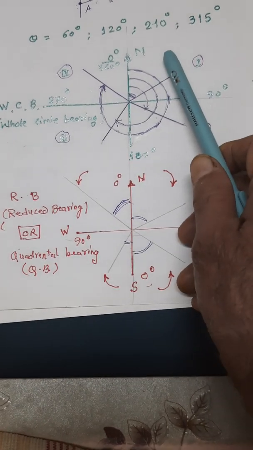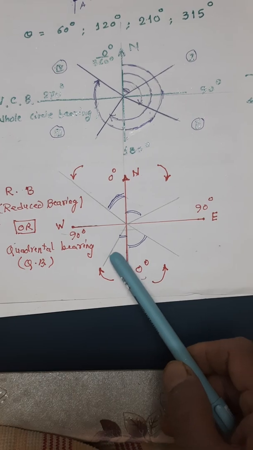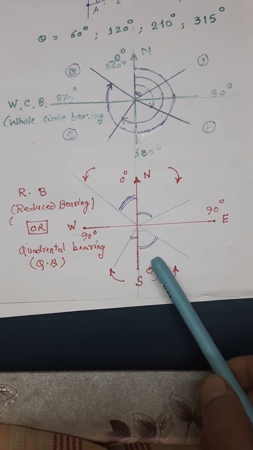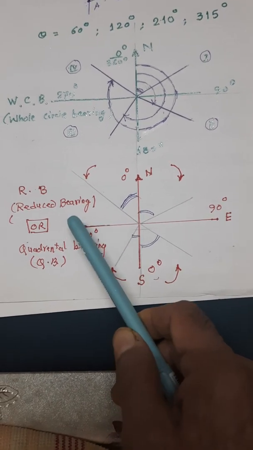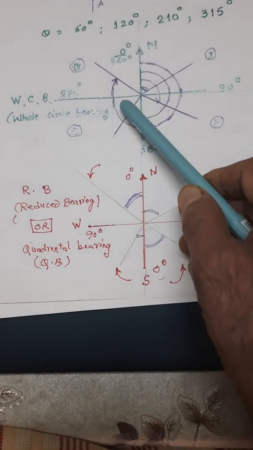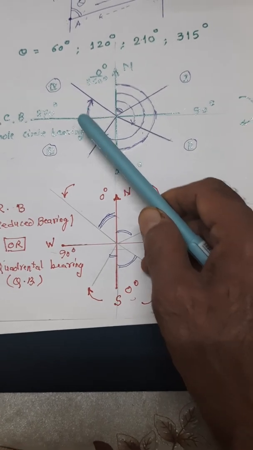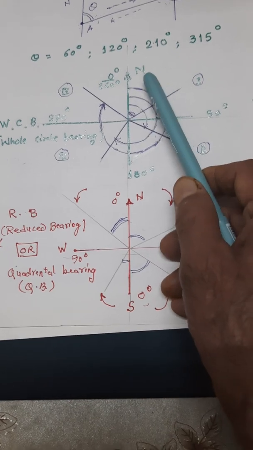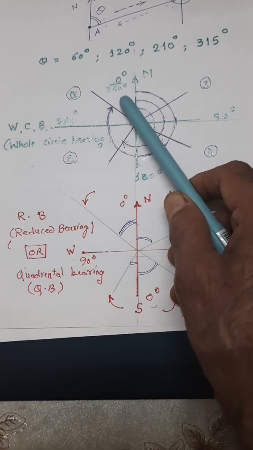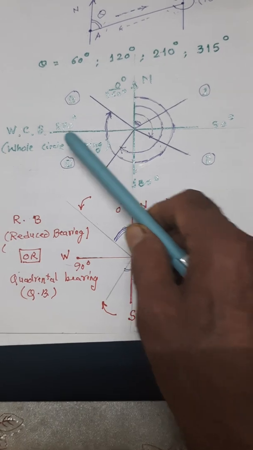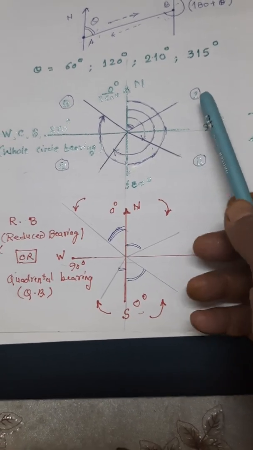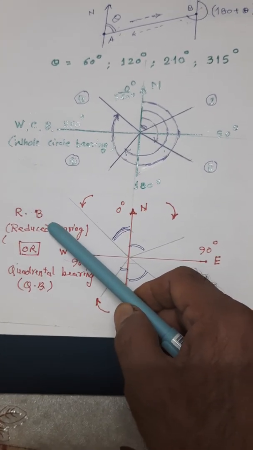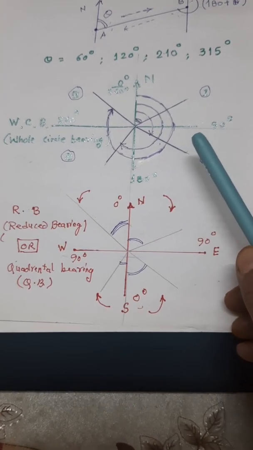Similarly 210. So 210 comes over here. How much will this be? 30 degrees. It will be S 30 degree W. And when I am talking about the last, 315, this angle is 45 degrees. So we will say N 45 degree W. So how to convert that whole circle bearing into the reduced bearing? We must read it carefully.